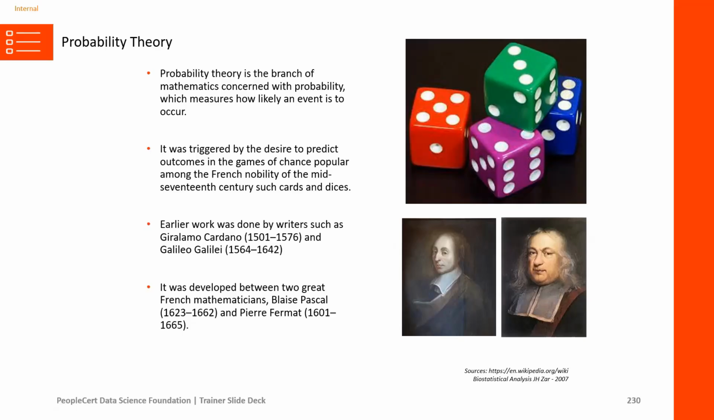Earlier work was done by writers such as Girolamo Cardano and Galileo. These were the days when scientists started working on understanding probability theory. It was developed between two great French mathematicians, Blaise Pascal, 1623 to 1662, and Pierre Fermat, 1601 to 1665. So probability theory was basically developed by the French mathematicians.